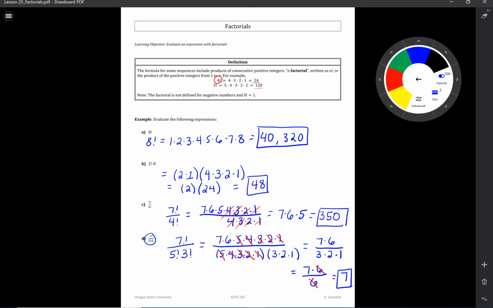So we'll be using factorials quite a bit in our counting problems. So this was a brief introduction to them.